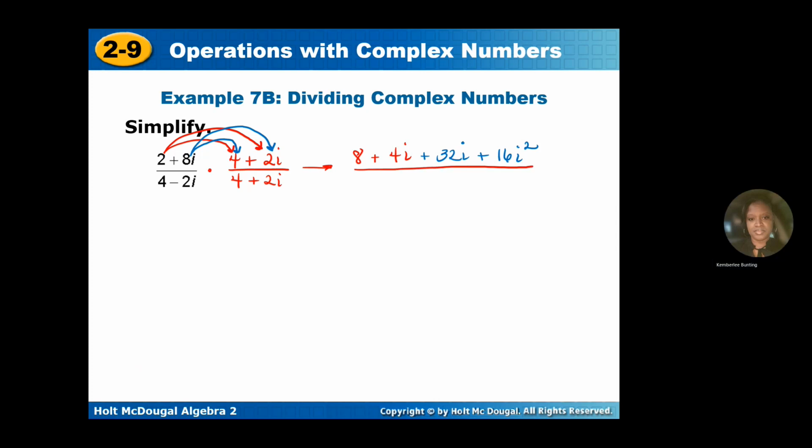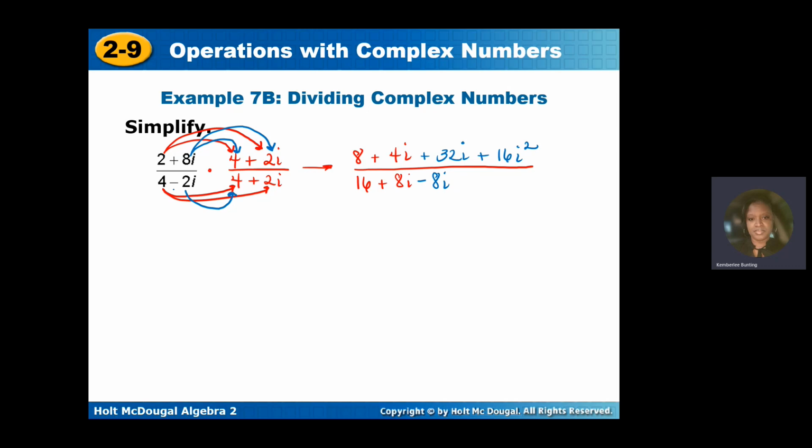We okay? All right. So let's do the same thing down bottom. 4 times 4 gives me 16. And then 4 times 2i gives me, Mariah, right? And then let me change the color so it's not so messy. Negative 2i times 4 gives me negative 8i. Thank you, Alexis. And then negative 2i times positive 2i gives me what?